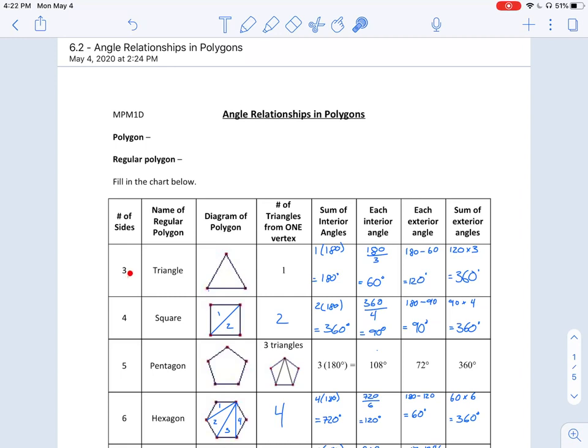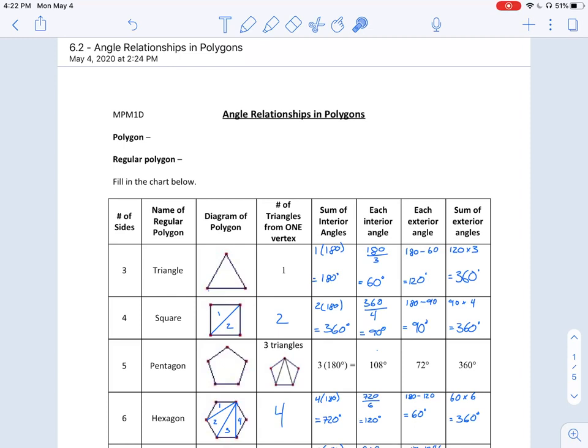For a three-sided polygon, which we know to be a triangle, the diagram looks like this. How many triangles can we create from a three-sided figure? Well, we create one triangle. We know that the interior angles of a triangle all add up to 180. We see one triangle times 180 degrees gives us 180 degrees. If we were looking for each interior angle, we would take the sum of the interior angles, which is 180, divide by the number of sides, which would be 3, and it would give us 60 degrees. So this angle and that angle are all 60 degrees on a regular polygon.